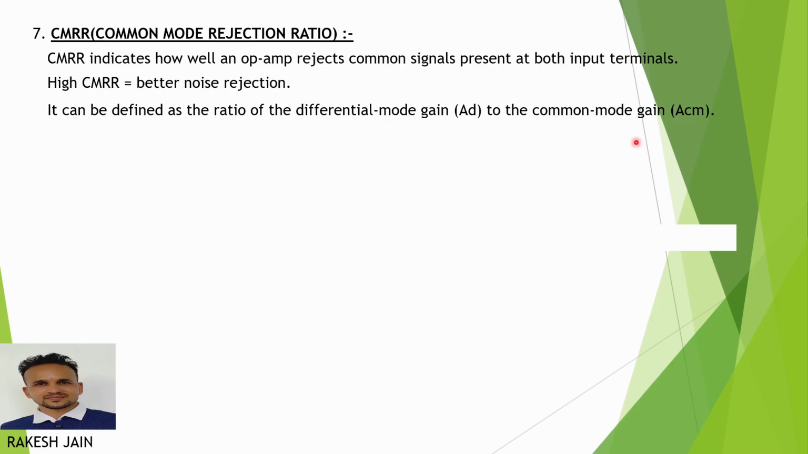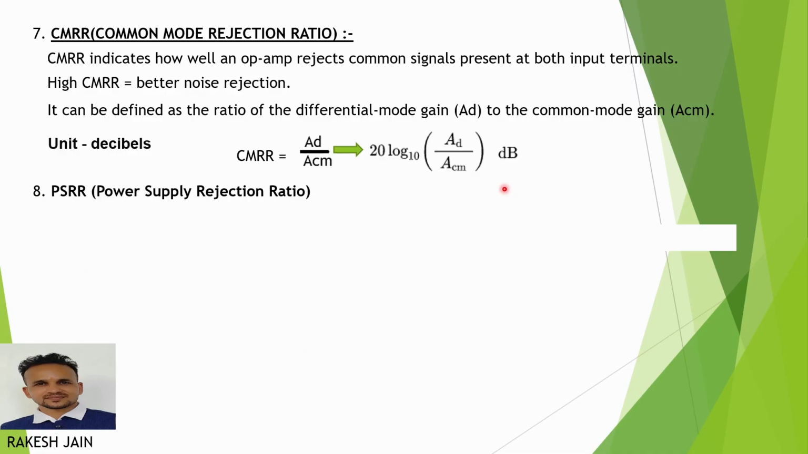be shown by ACM. So the formula for the CMRR is the ratio of differential mode gain to the common mode gain. The unit of CMRR is decibels. That is, when we use 20 log, then it will be converted into decibel.